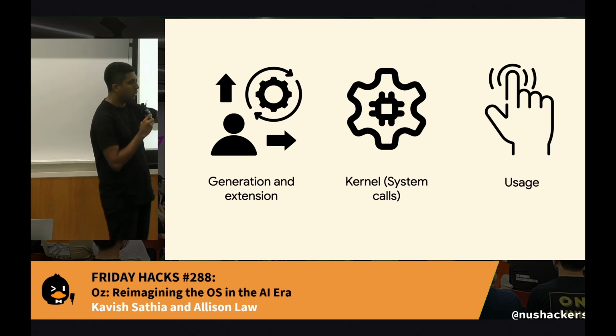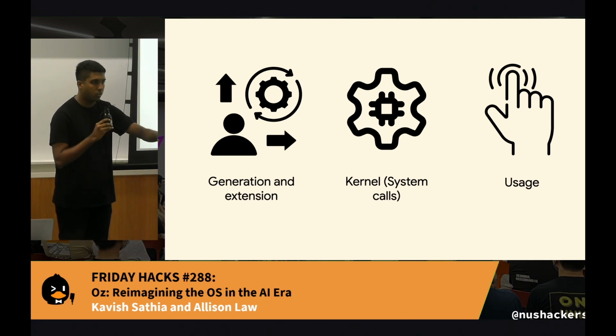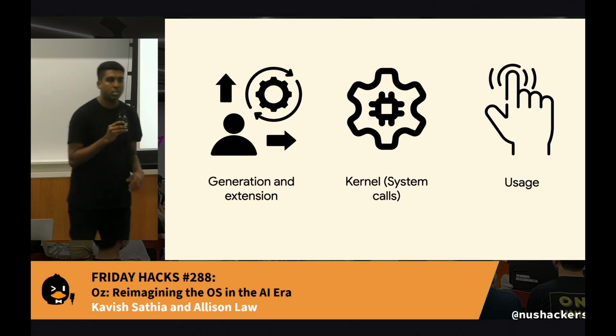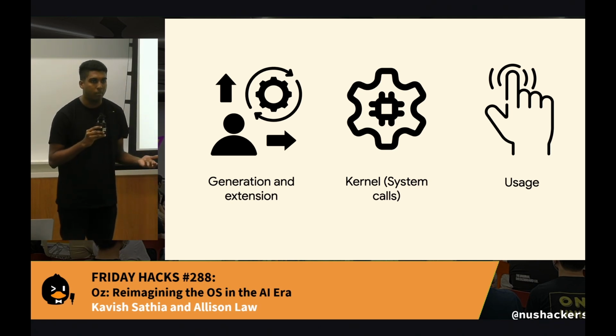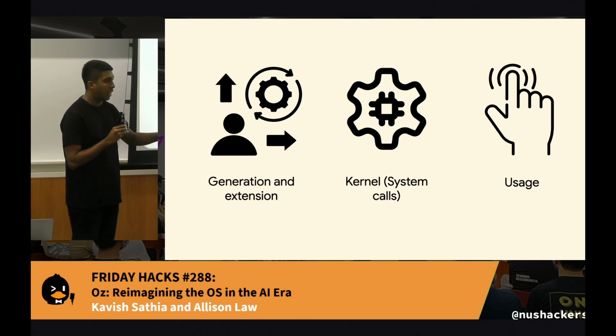The second one is the kernel process. How the kernel process works is it allows your generated software to read and write files into the file system. Similar to how the operating system gives you access to read and write operations onto your file system using system calls, we also provide a similar system call interface so that your generated software can access those files and write to them. Then there's also the usage process, which is the process where you use the app that you have just generated. I'll be covering the first two, and Alison will be covering the last one.